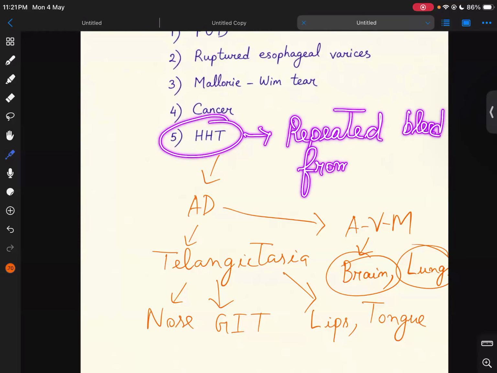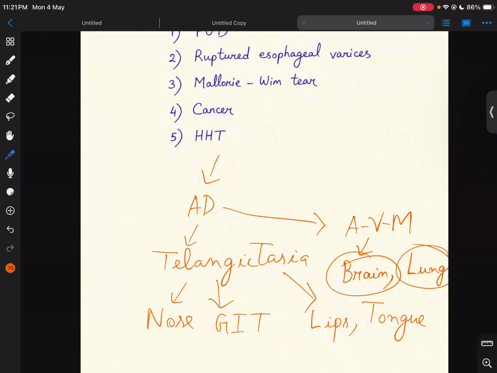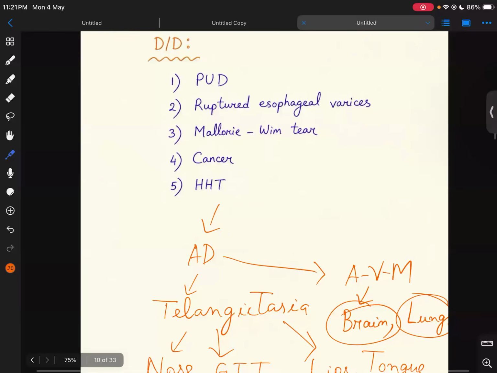That is epistaxis. This will be the screening question for hereditary hemorrhagic telangiectasia because this patient will have recurrent epistaxis. So that's all for the differential diagnosis of hematemesis.